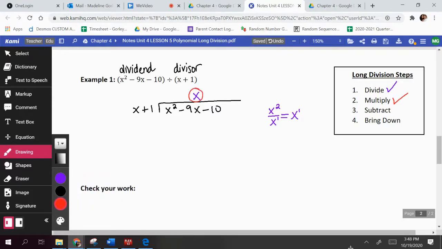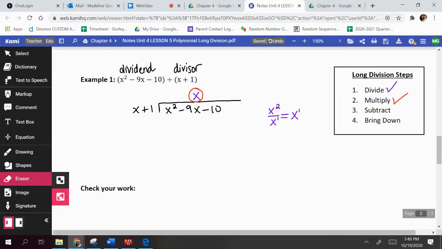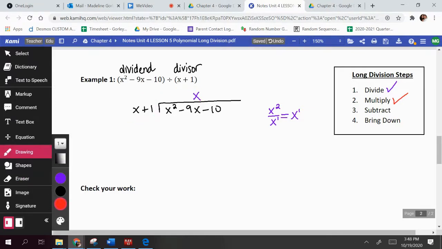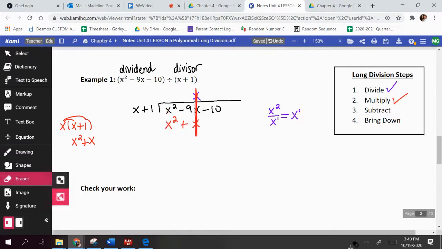Next step is multiply. I multiply whatever I got by the entire divisor. So off to the side, I'm just going to write x times x plus 1. So that's going to be x squared plus x. Again, line this up. See how my x squareds are in a line? And then plus x. See how all my x terms are in a line? That's what we want.